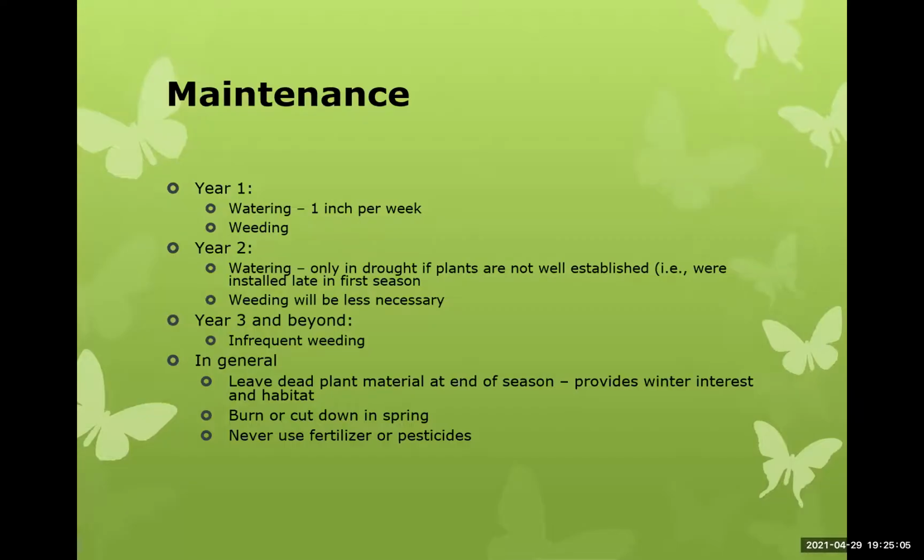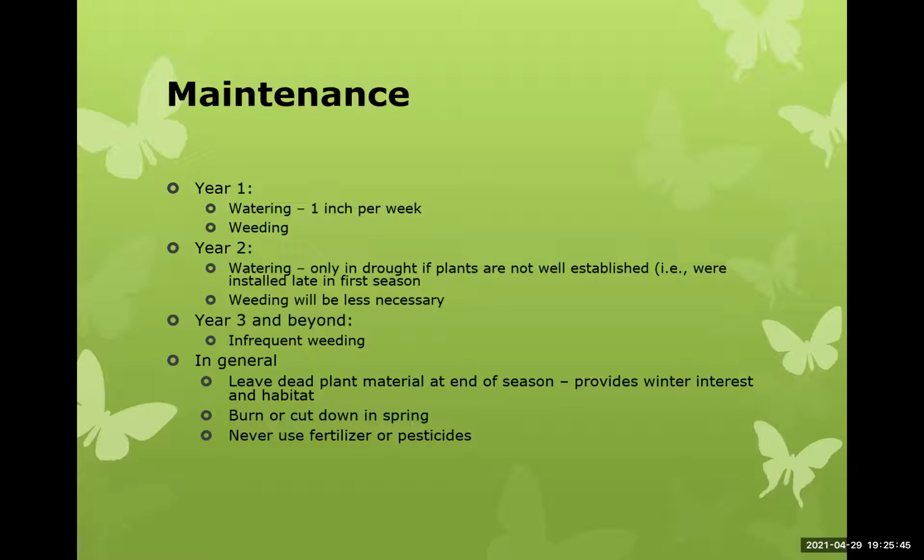Let's talk maintenance. So year one, you want to make sure it gets an inch of rain a week. May have to do a little weeding depending upon how much mulch you put down. You really shouldn't have to do much weeding at all. Year two, you generally don't have to water, only if you're having some pretty serious drought and/or the plants were installed very late in the first season. Maybe a little bit of weeding. Year three and beyond, infrequent weeding.